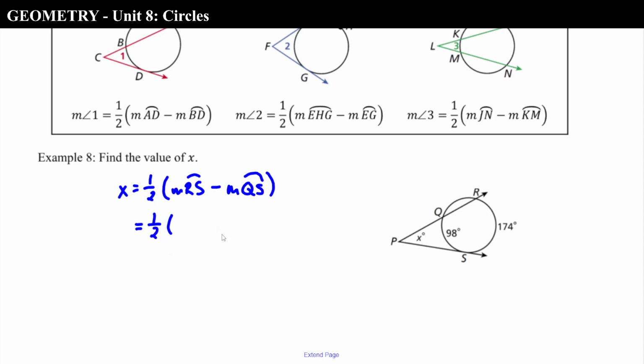So we have 1/2 of RS, which is 174, minus QS, which is 98. And when you do that, you end up with 38 degrees.